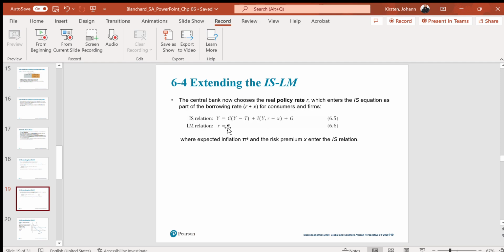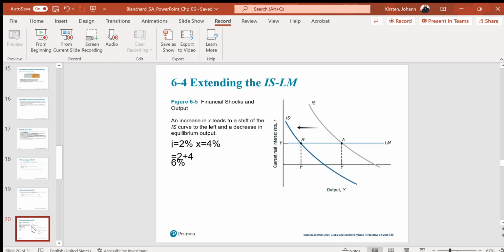So the policy rate is not important in your IS relation. The policy rate is important here to influence the real interest rate, which is important in your policy relation, and then plus the risk premium. Okay, so again, in order for investors to hold bonds, they will need a real interest rate of 3% plus maybe a risk premium of 2%, which is 5% then. So that's why we say plus the risk premium, which is X. Okay, but that's really the relation.